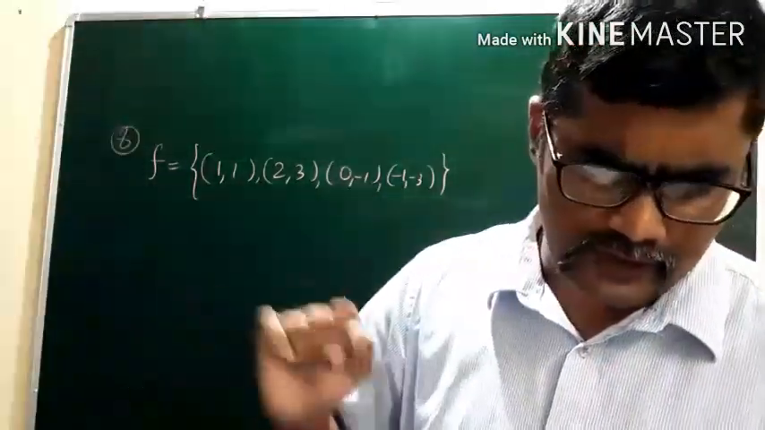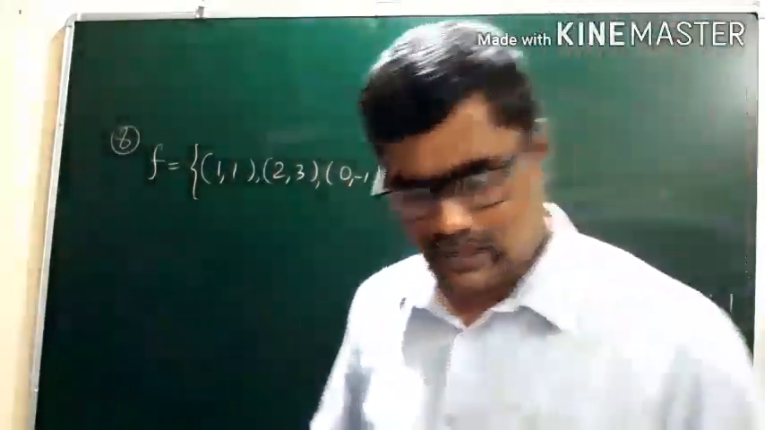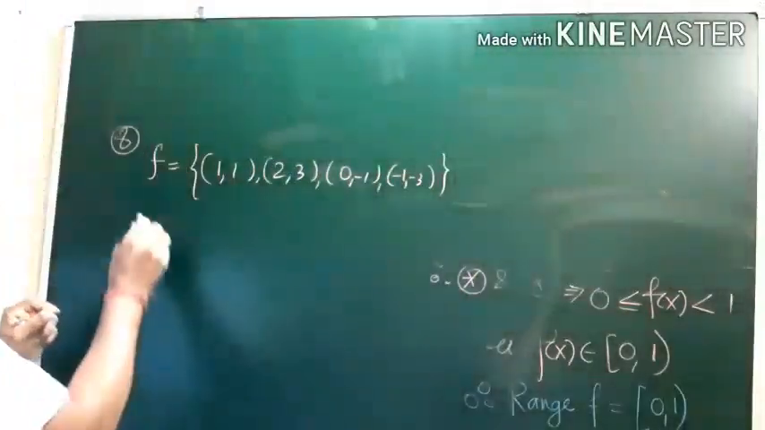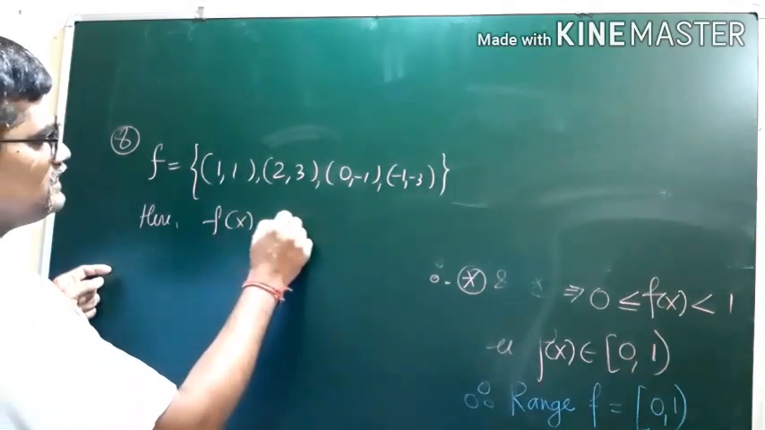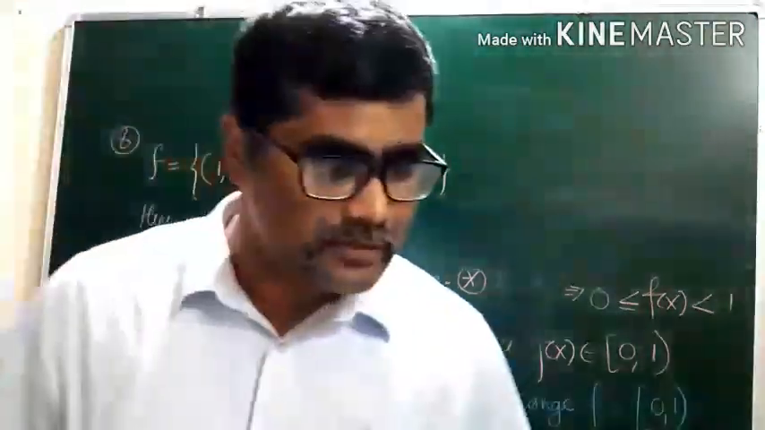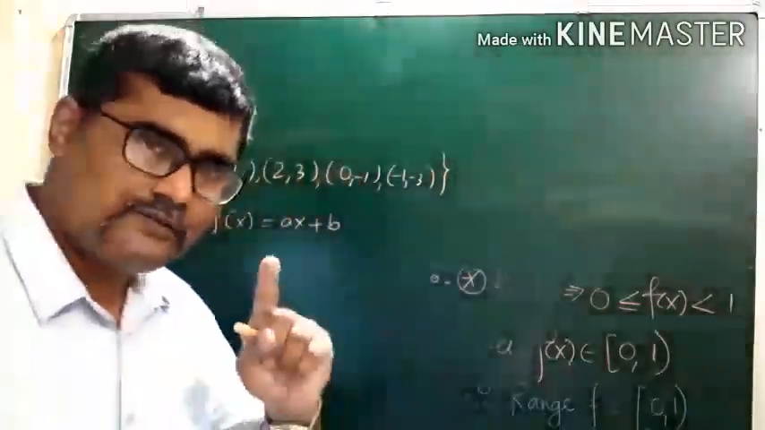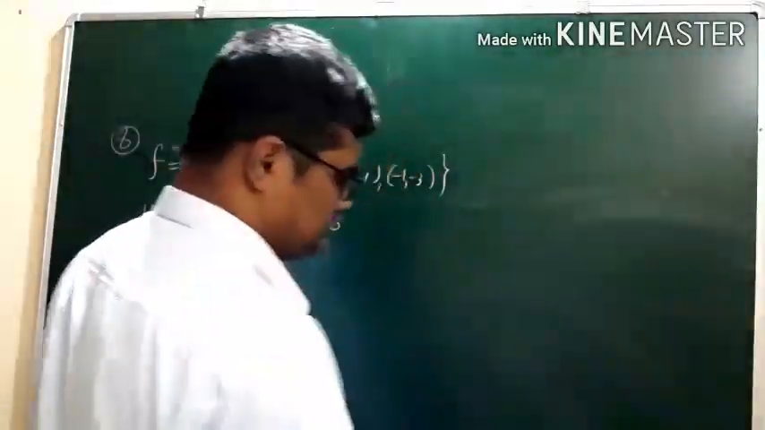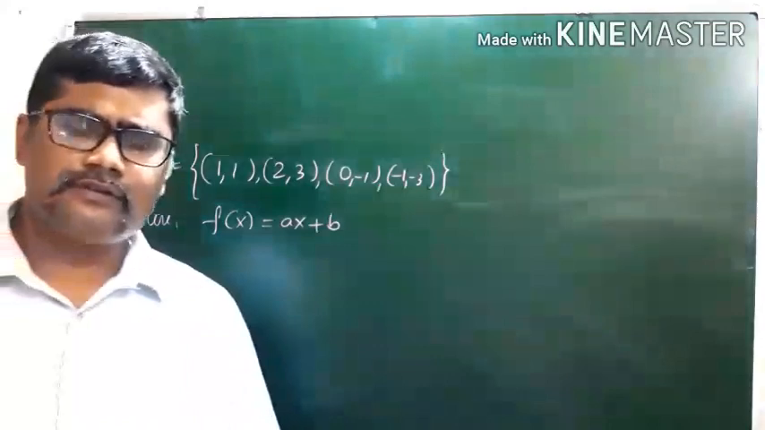Then we have to find a and b if f(x) equals ax plus b. We have to find the value of a and b, right? So here we'll write that also. Here f(x) is given as ax plus b, where a and b are real numbers, sorry, integers, right? So I have to find those two. Fine, very fine. Now I have to find a and b.